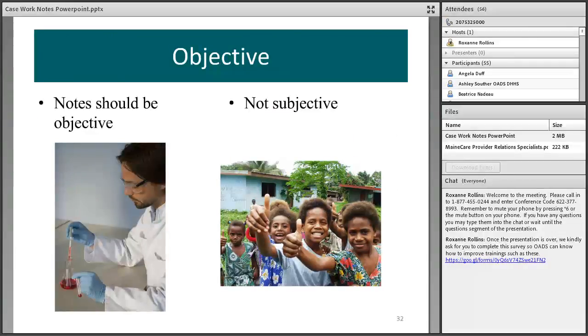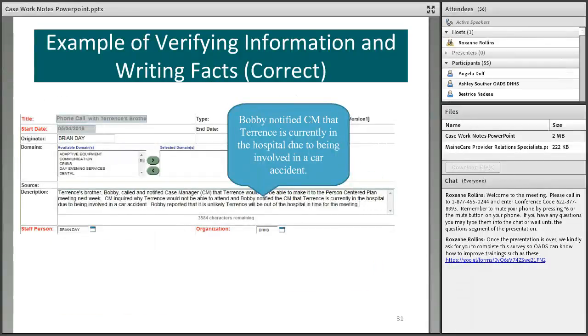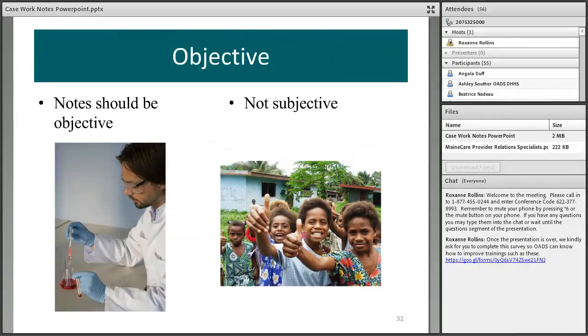Here's the correct way. When he notified Terry he wouldn't be able to give Terry a ride, the case manager talked with him and asked why, and basically he'd been in the hospital due to being involved in a car accident. So, that's a fact. That's good. Your note needs to be objective, not subjective.